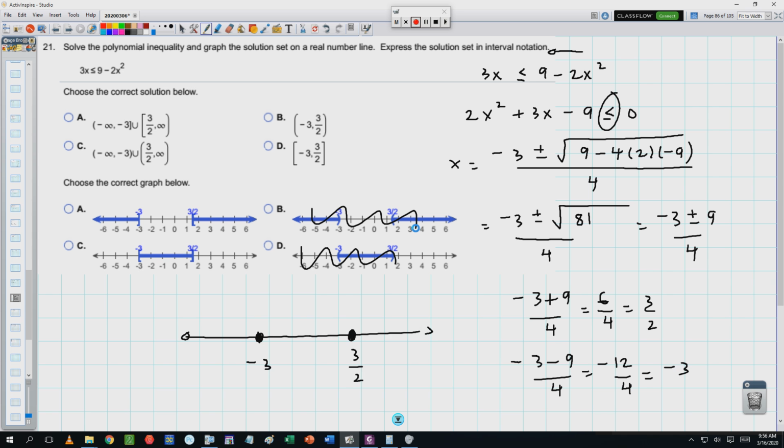Now, do we shade in between or do we shade away? I'm going to check 0. So 3 times 0 is 0, less than or equal to 9 take away 2 times 0 squared. Well, 2 times 0 squared will be 0, so this will be 9 take away 0. So 0 less than or equal to 9? That's a big old yes. We will shade where the 0 is. We're going to be shading C right here. Your interval notation will be a bracket, negative 3 comma 3 over 2 with another bracket. And that is D.